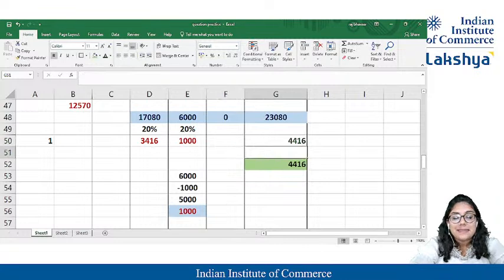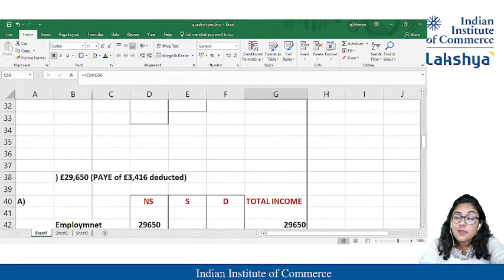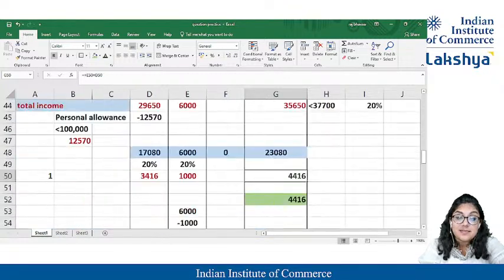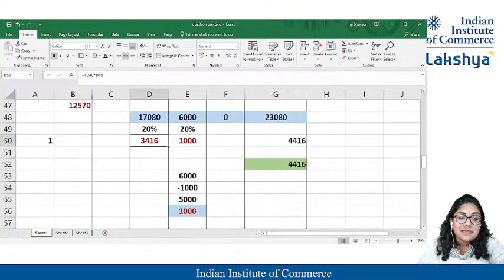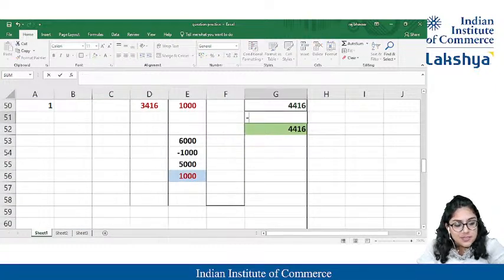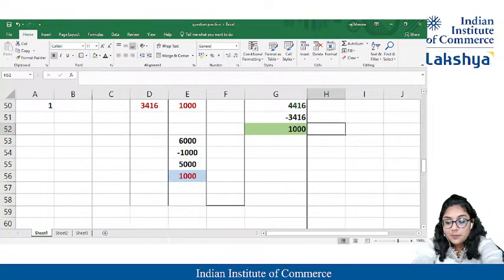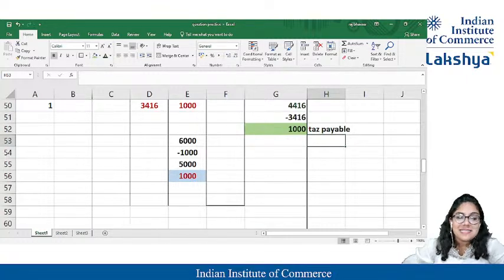So you get the total of 4,416 as your tax liability. But then we need to check, is any TDS deducted? Yes, 3,416 is deducted. Basically, they'll be deducting the TDS on non-saving income, that is 3,416. So this becomes your liability, the tax payable which you'll have to pay. I hope it is clear. Super easy. Now I think you are getting the concepts.